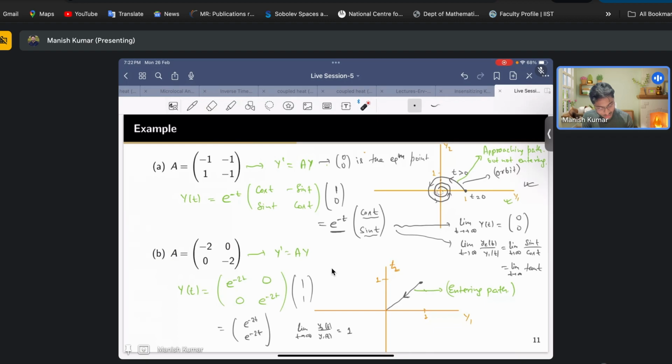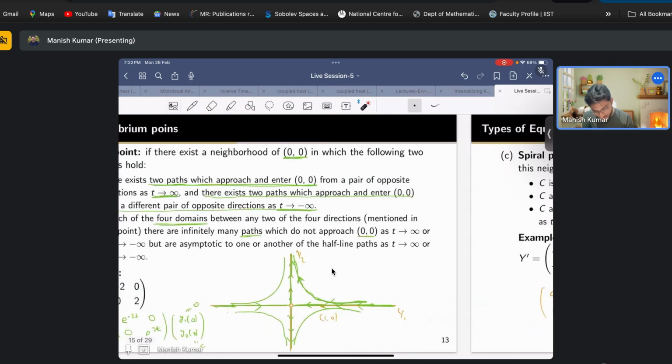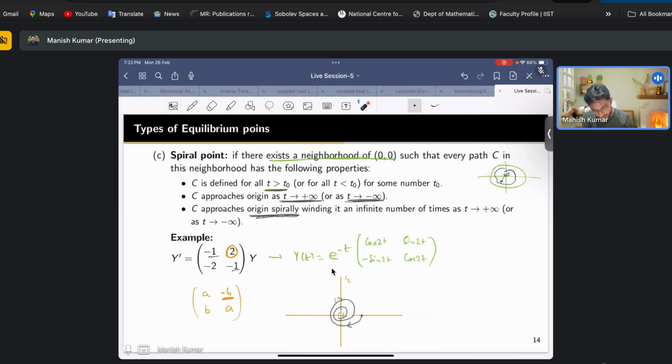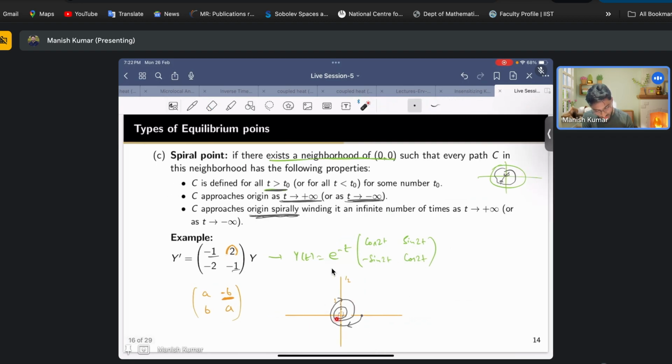But now if I change it, you see here it was -1, but in this case here it is +2. So that's why, instead of becoming anti-clockwise, now I'll have this clockwise. So both are going to 0, but in a different way. One is anti-clockwise, the other is clockwise. So that depends on the sign of this entry.